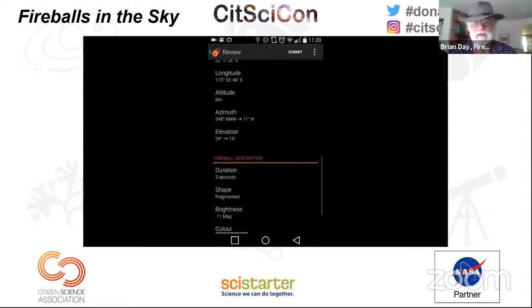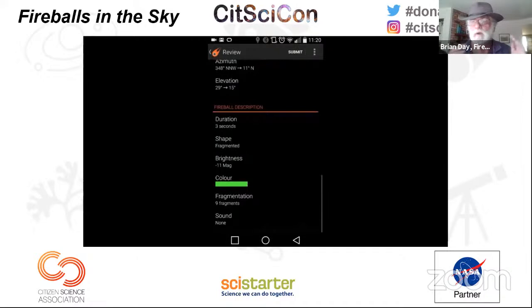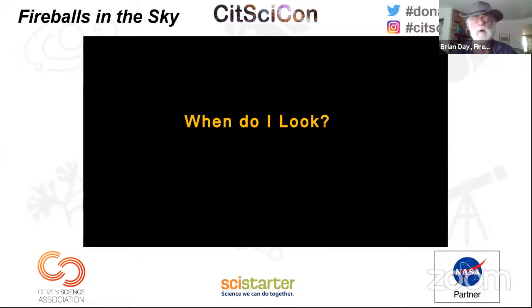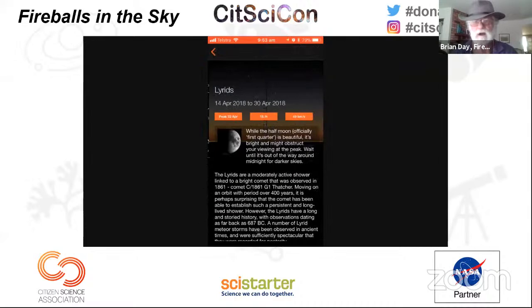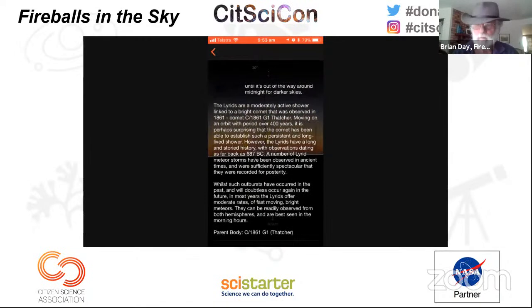If we get enough sightings from enough different people, from enough different angles, we can make a good estimate as to the path. But then another question comes to mind: when do I look? Is it just random or are there specific times? It's a little of both. Fireballs can occur at any time. But as we mentioned before, there are streams, there are showers, and the app can help you find out when these showers are and where to look. So this is a great way to get started.